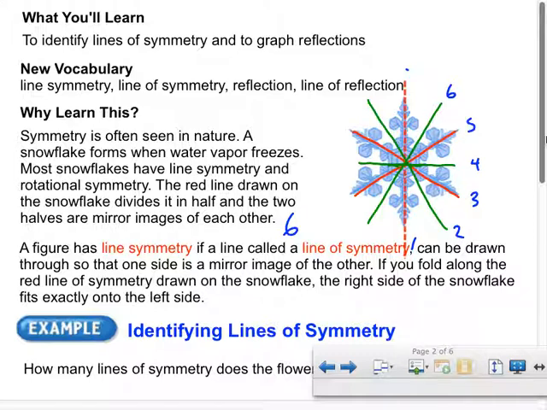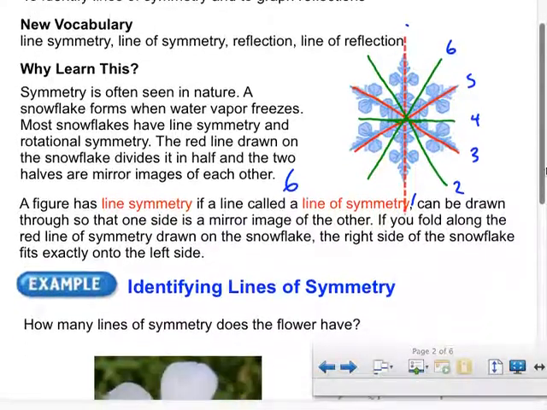A figure has line symmetry if a line called a line of symmetry can be drawn through so that one side is a mirrored image of the other. If we can fold along the red line of symmetry drawn on the snowflake, the right side of the snowflake fits exactly onto the left side. Okay, very good. What was your question?